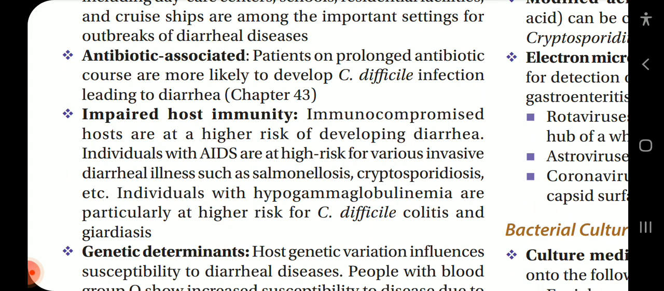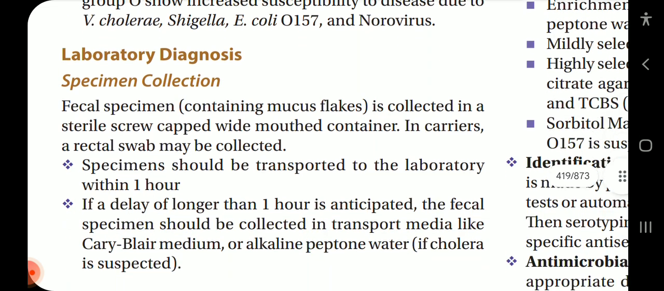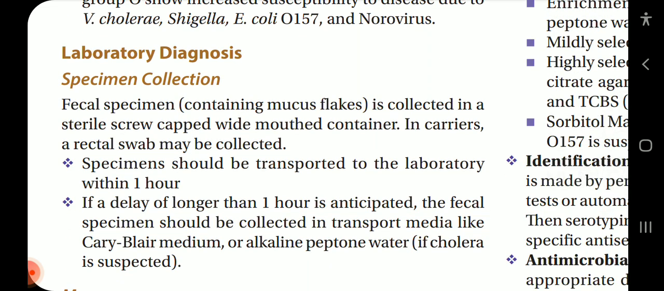Individuals with AIDS are at high risk for various invasive diarrheal illnesses such as salmonellosis, cryptosporidiosis, etc. Individuals with hypogammaglobulinemia are particularly at high risk for Clostridium difficile colitis and giardiasis. Genetic determinants: host genetic variation influences susceptibility to diarrheal diseases. People with blood group O show increased susceptibility to diseases due to Vibrio cholerae, Shigella, E. coli O157, and norovirus. Now comes the lab diagnosis.